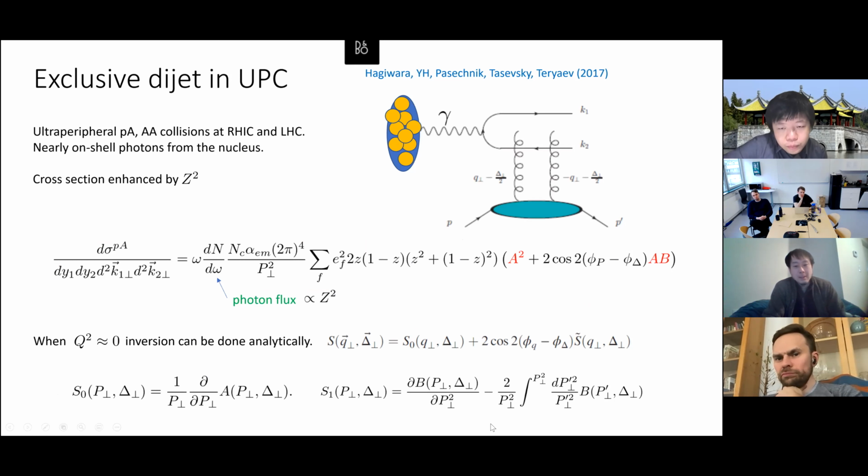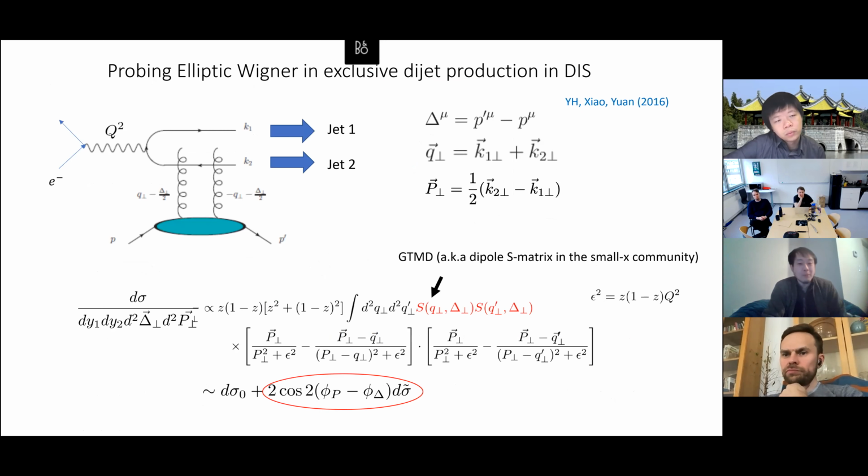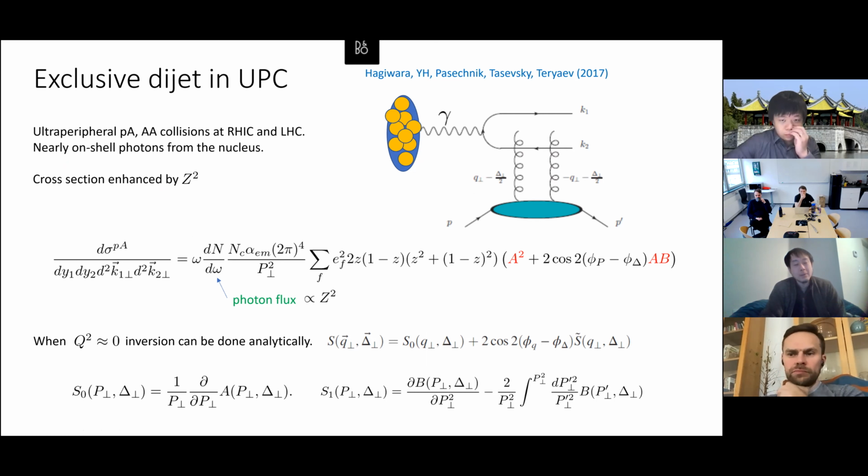And there is a QCD part, which I call the A squared and AB term. If the experiment can measure this A and B, then from that one can reconstruct the angular independent and angular dependent parts of the GTMD. In principle, you can do this inversion analytically, even though you have this complicated convolution in momentum space. If the photon is massless, as in UPC, you can invert this formula analytically and extract the angular independent and dependent parts.